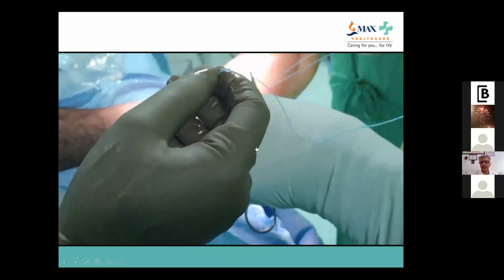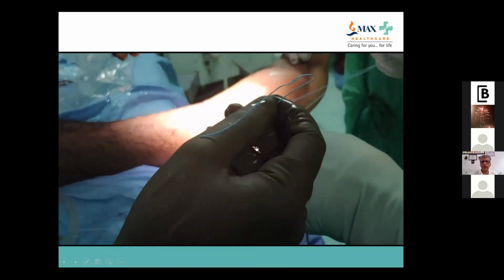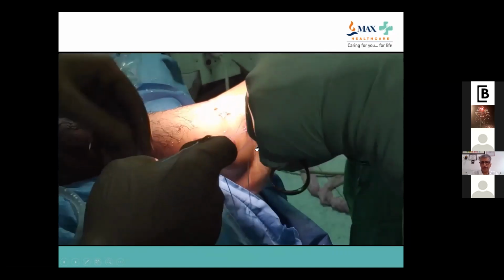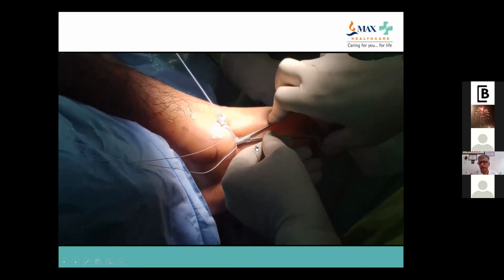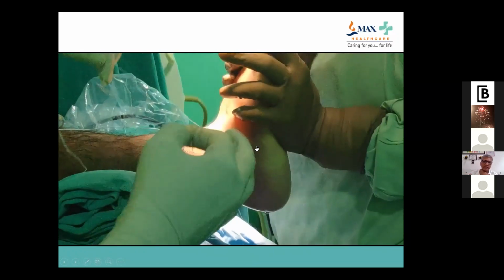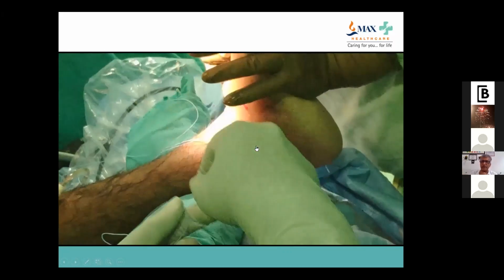As I was just telling you, we first see that every fiber wire is free, there is no kink, and you are working on the right pair of wires. I've deliberately not shown you the inside procedure because that's a little complicated to comprehend. So what you're seeing is what is happening outside.